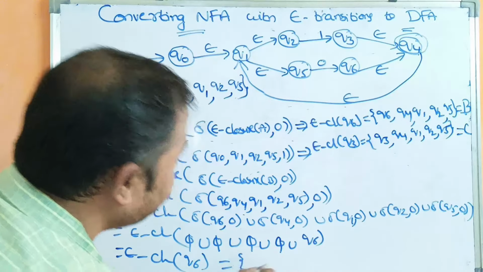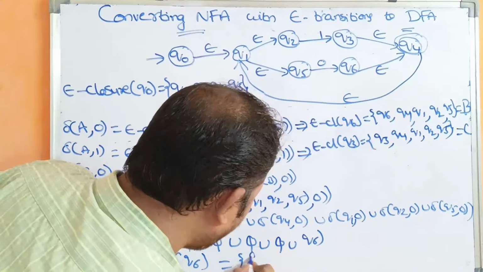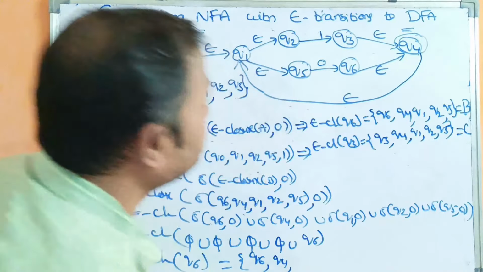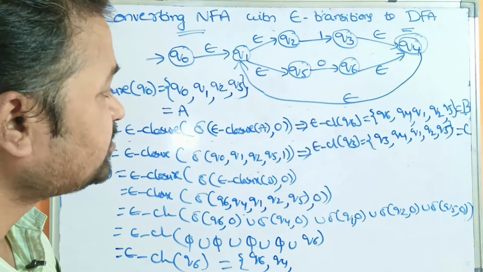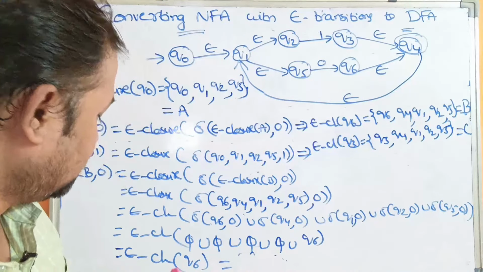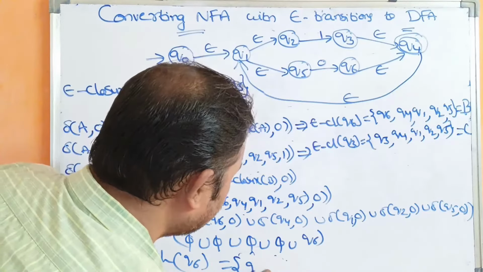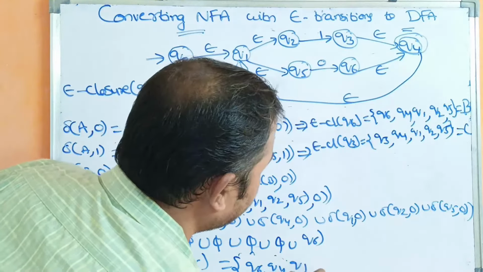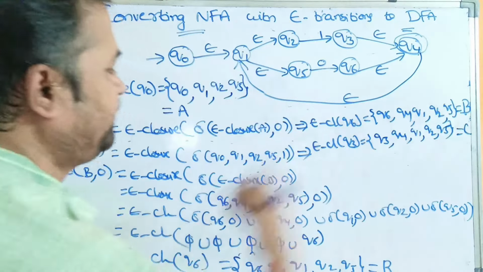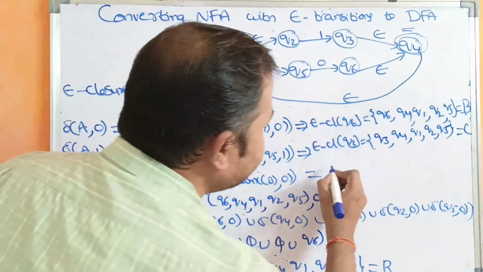What is epsilon closure of Q6? If we apply epsilon on Q6, first we write that state, Q6, then Q4. Epsilon closure of Q6 is already calculated, so there is no need to use our talent one more time. So epsilon closure of Q6 is Q6, Q4, Q1, Q2, Q5. So that is equal to B only. This is an already existing state.